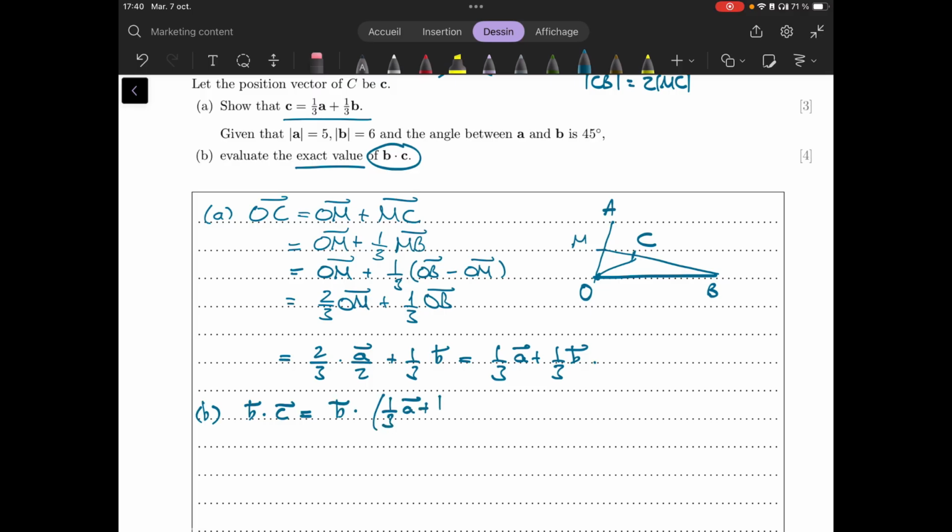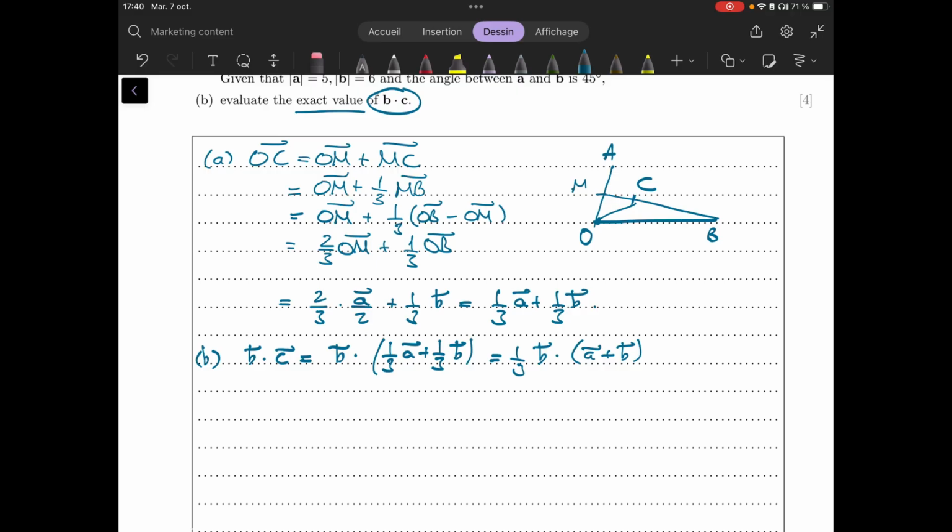C is a third of A plus a third of B. We can factor the third out of our expression. Using properties of dot product, we can expand this sum because it is distributive. So B dot A plus B is B dot A plus B dot B.